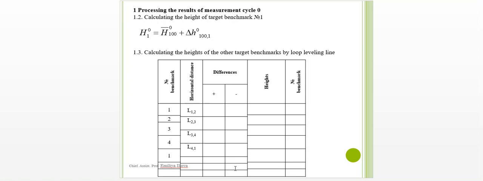0.1, 0.2 millimeters. So the correction is going to be only this value, and after that, using the first height, this number plus all of the elevation differences, again here you need to have absolutely the same value. And with this we are ready with the first measurement cycle, the 0, 1.